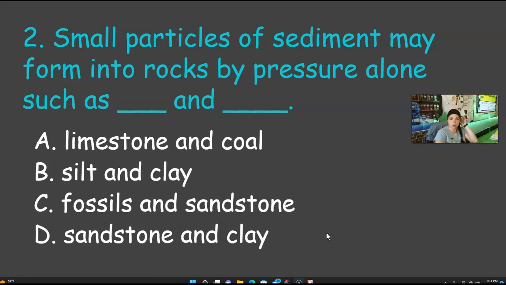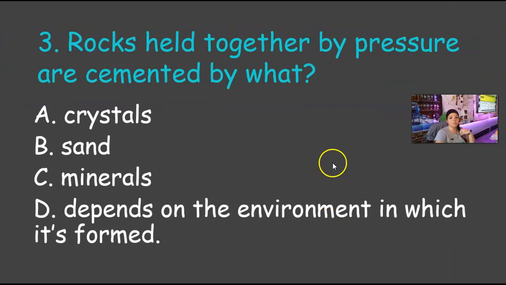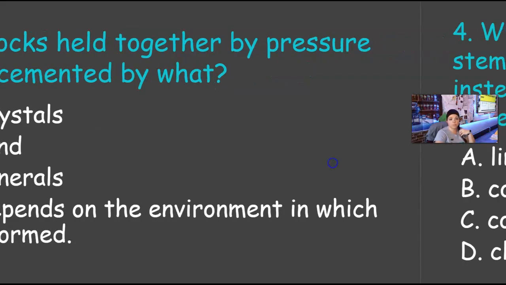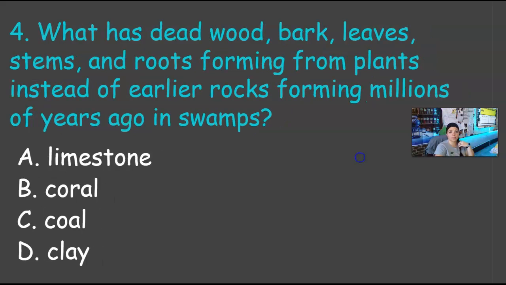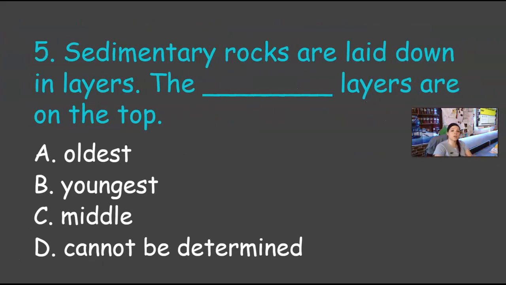Number 2, small particles of sediment may form into rocks by pressure alone, such as blank and blank. Is that limestone and coal, silt and clay, fossils and sandstone, or sandstone and clay? Rocks held together by pressure are cemented by what? Is it crystals, sand, minerals, or it depends on the environment in which it's formed? What has deadwood, bark, leaves, stems, roots forming from plants instead of earlier rocks forming millions of years ago in swamps? Is it limestone, coral, coal, or clay? Last but not least, sedimentary rocks are laid down in layers. The blank layers are on top.